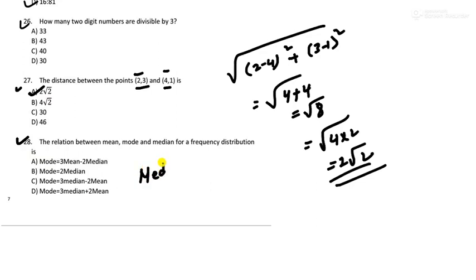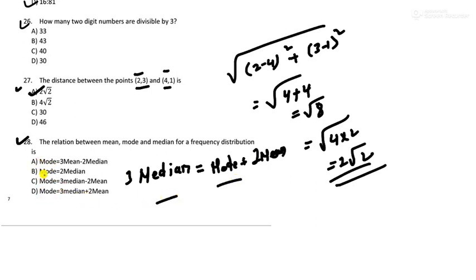So this relation is common: 3 median. I will write the general form. 3 median is equal to mode plus 2 mean. Now you have to look for this.